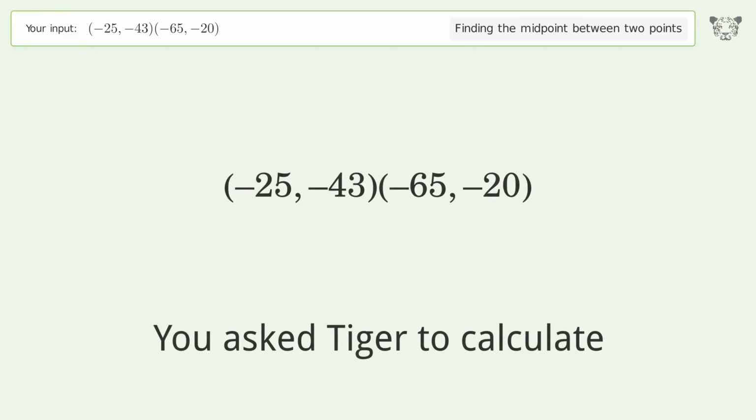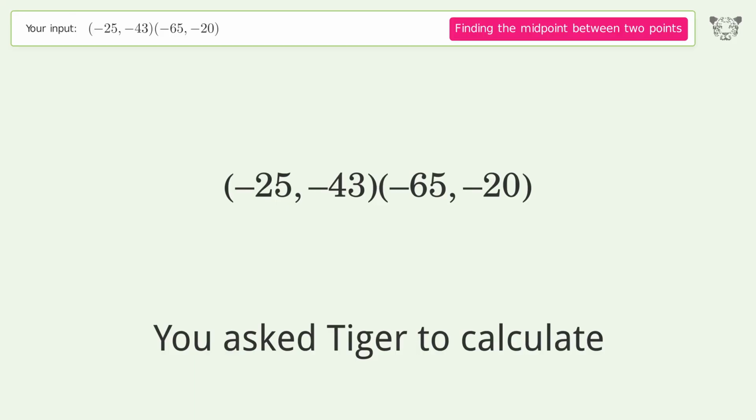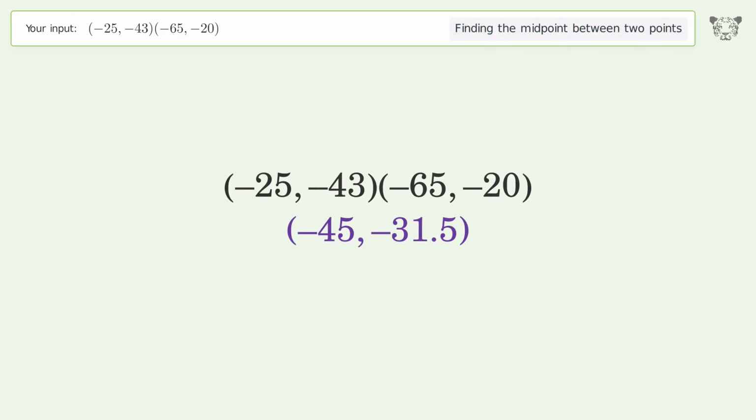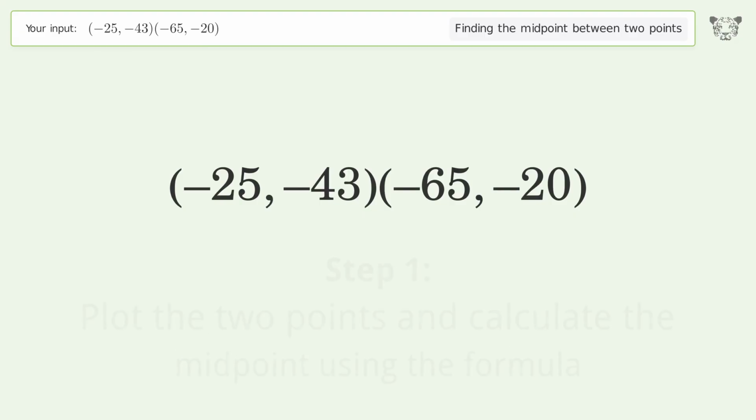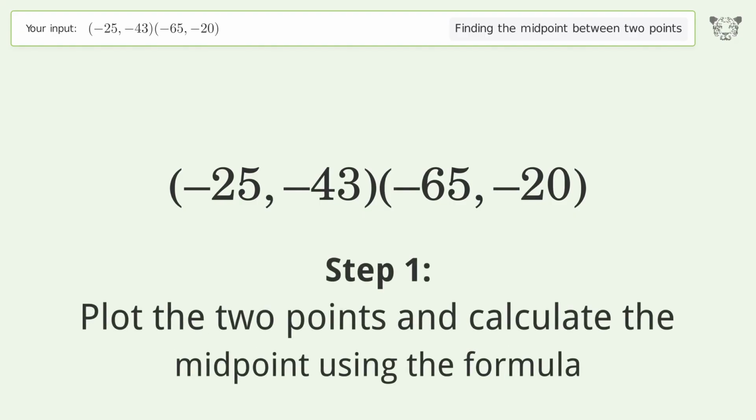You ask Tiger to calculate. This deals with finding the midpoint between 2 points. The midpoint between the 2 points is -45, -31.5. Let's solve it step by step. Plot the 2 points and calculate the midpoint using the formula.